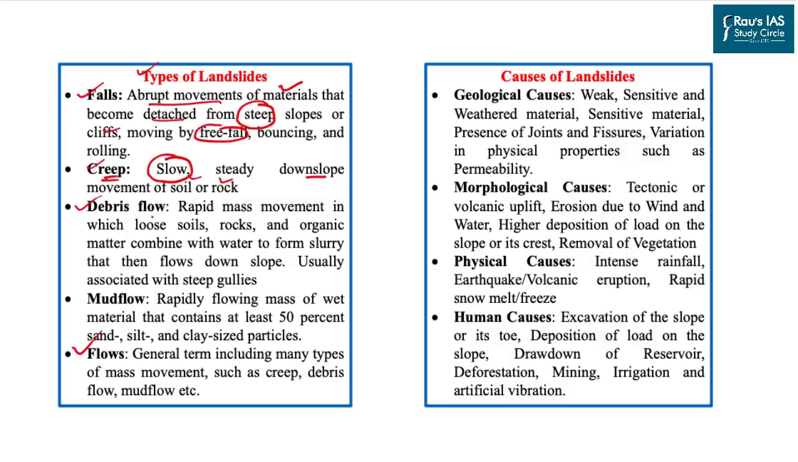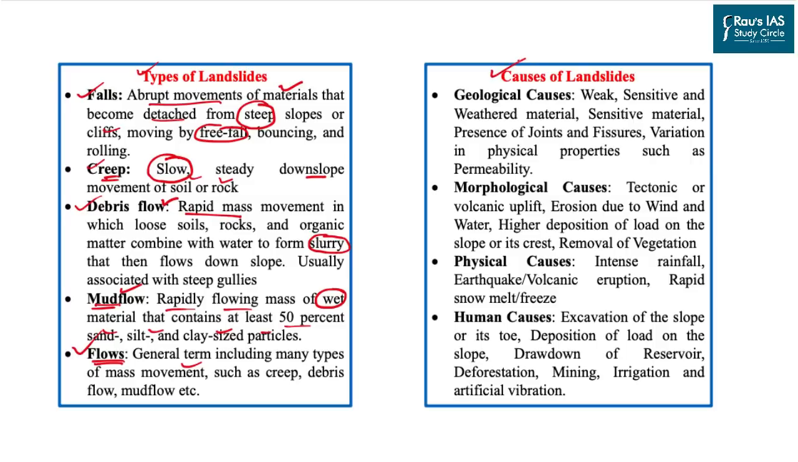Then we have debris flow. It includes rapid mass movement but does not include fall. It is nothing but a flow of slurry material which includes water, rock, soil and organic material. Then we have mud flow. Mud here simply means higher moisture in the soil, and it is a rapidly flowing mass of wet material. However, it is not a clear sign of water flowing down the slope. It consists of 50% sand, silt and clay sized particles. And lastly, we have flows. It is nothing but a mass movement. So it may or may not be a type of landslide. It may be slow, it may be fast.